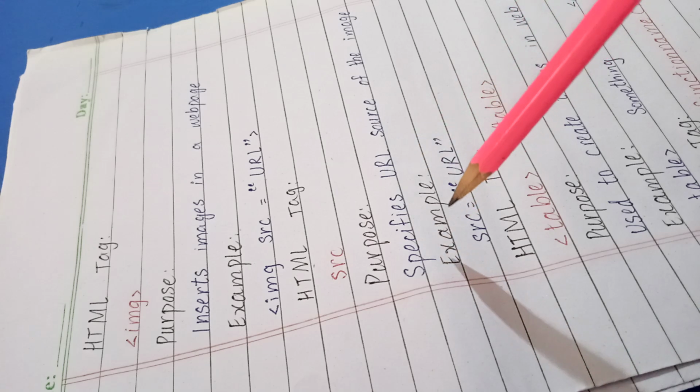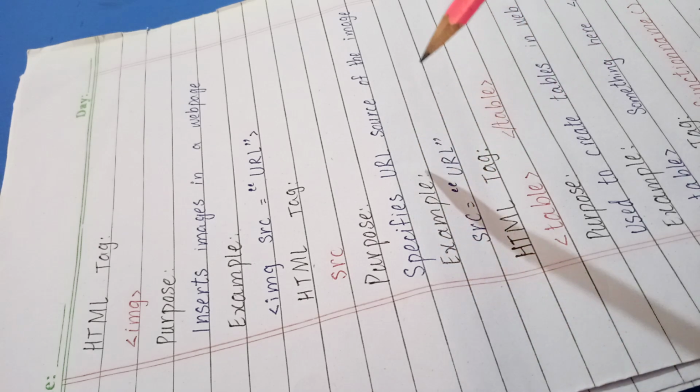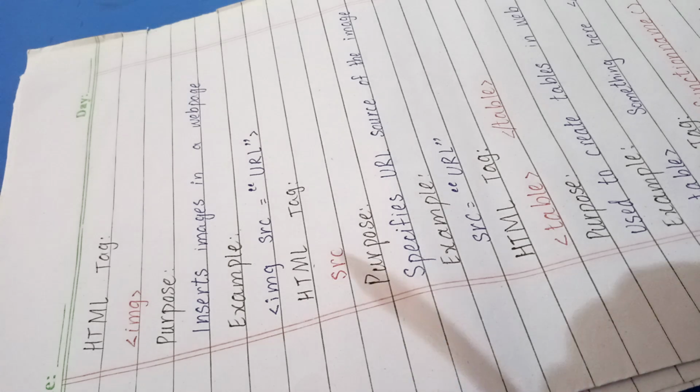You can see the purpose. It specifies the URL source of an image. Like if we already uploaded images, then we take that image from Google or our web page or our Facebook page, Instagram page. We can copy the link and paste it in our URL.